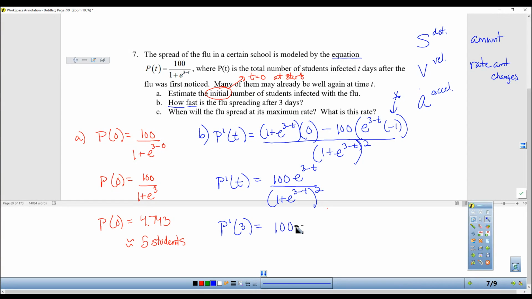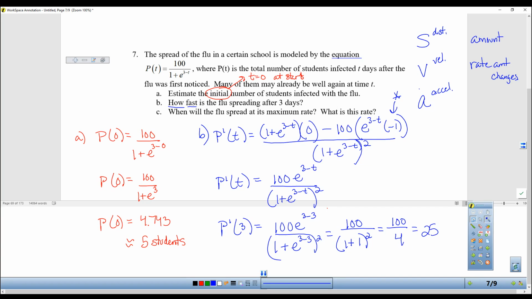So at 3 days, oh good, they were so nice to me. 3 minus 3, that's something I can do without a calculator. e to the 3 minus 3 squared. So this is 0, and anything to the 0 power is 1. Again, anything to the 0 power is 1. So this is 100 over 2 squared, which is 4, which is 25.